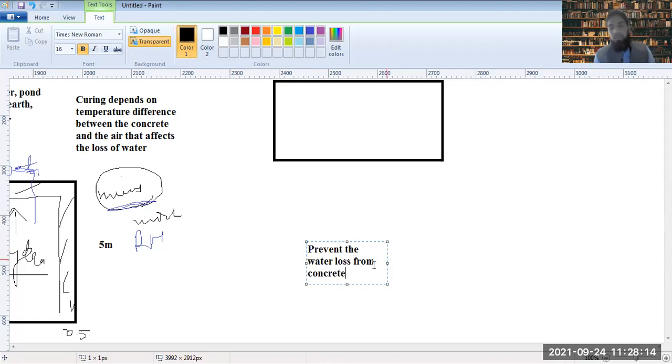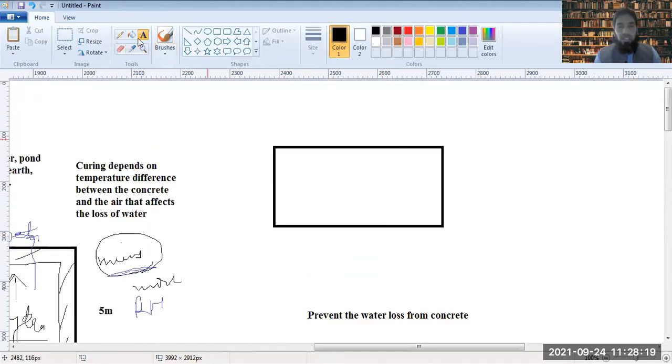How do you prevent the water loss? By providing a membrane between the concrete and the atmosphere. So you will provide a membrane between the two, and this is concrete, and there is atmosphere all around it. You try to prevent the loss by providing a membrane around it. So this membrane prevents the water from going into the atmosphere.